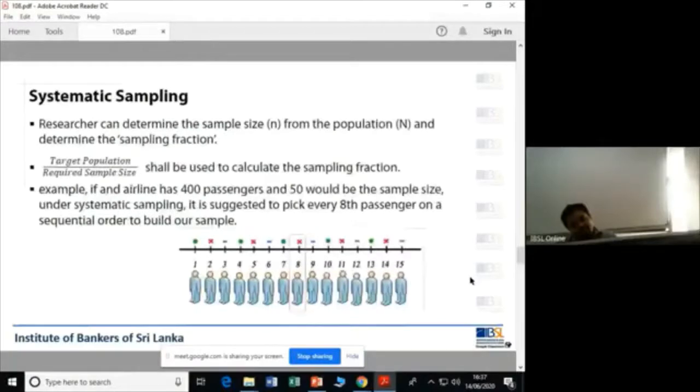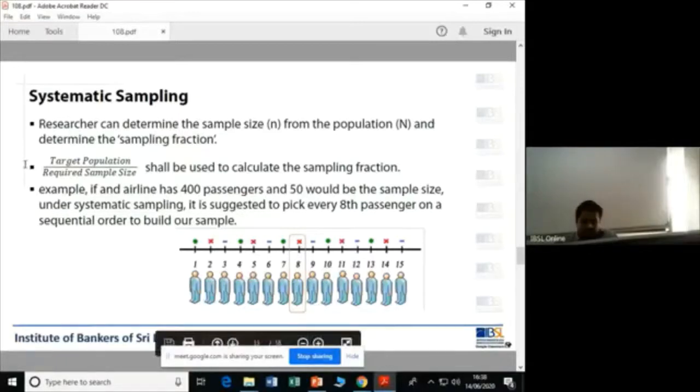The second one we're discussing here is what is called systematic sampling. The researcher can determine the sample size, n, from the population, capital N, and determine the sampling fraction. This fraction, given under the second bullet point, is the target population divided by the required sample size, which would be the number by which we are going to segregate the items from 1 to 2 to 3 and so on and so forth.